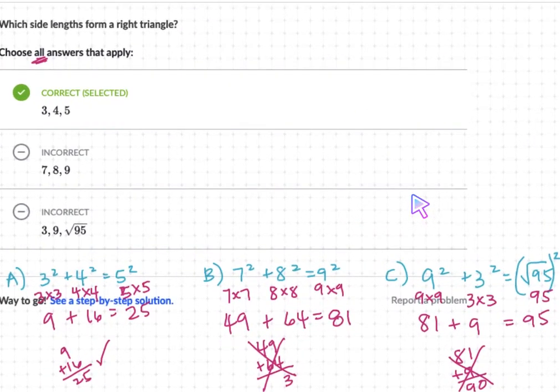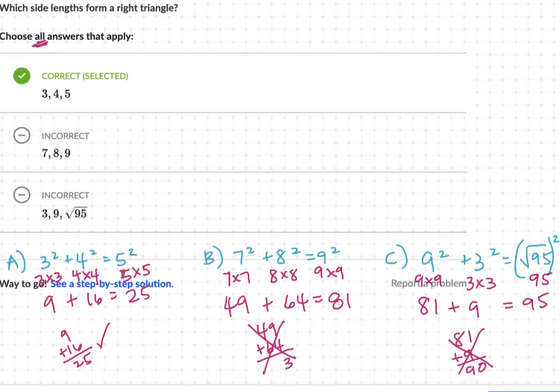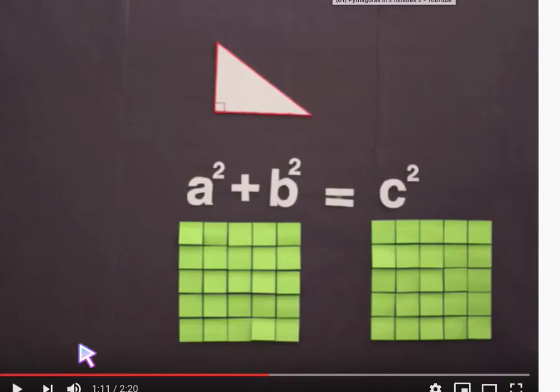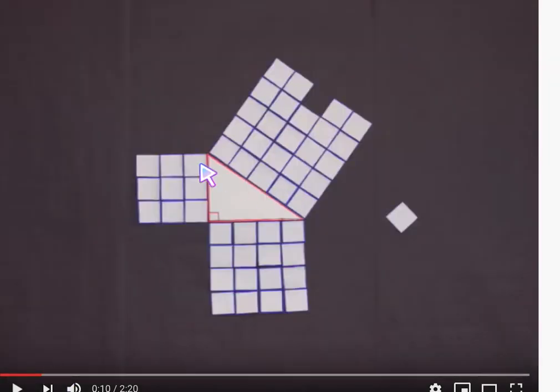And 3, 4, and 5, if you notice, was the one in the video right here. When they set up the triangle, there was one side that was 3 units long, so it becomes 3 squared, 3 times 3, 9, times 4 units, 4 by 4, which is 16, and then the hypotenuse was 5 units long, so it became 5 by 5, 25. This is a 3, 4, 5 right triangle. It's the most popular right triangle because it's easy to remember, 3, 4, 5, and it's always going to work.